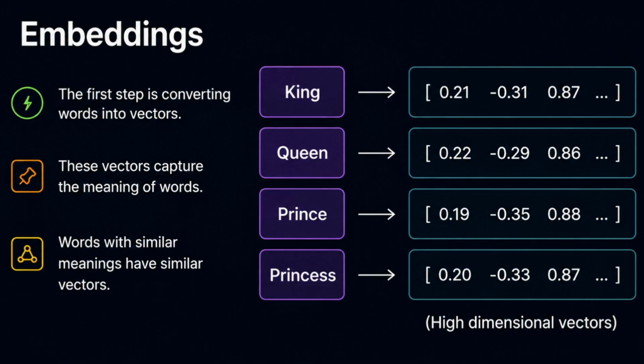The first step is converting every word into a vector. We discussed this briefly in the previous video, if you remember. So every word becomes a list of numbers, and these numbers capture meaning. Similar words produce similar vectors. Let's take an example: king, queen, prince, princess. If you look at these words, their vectors are mathematically close to one another.